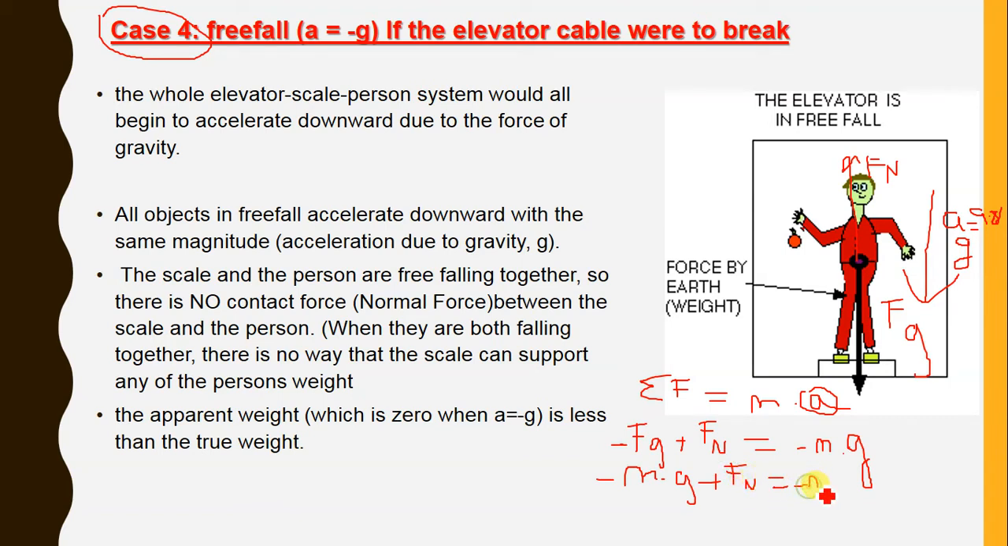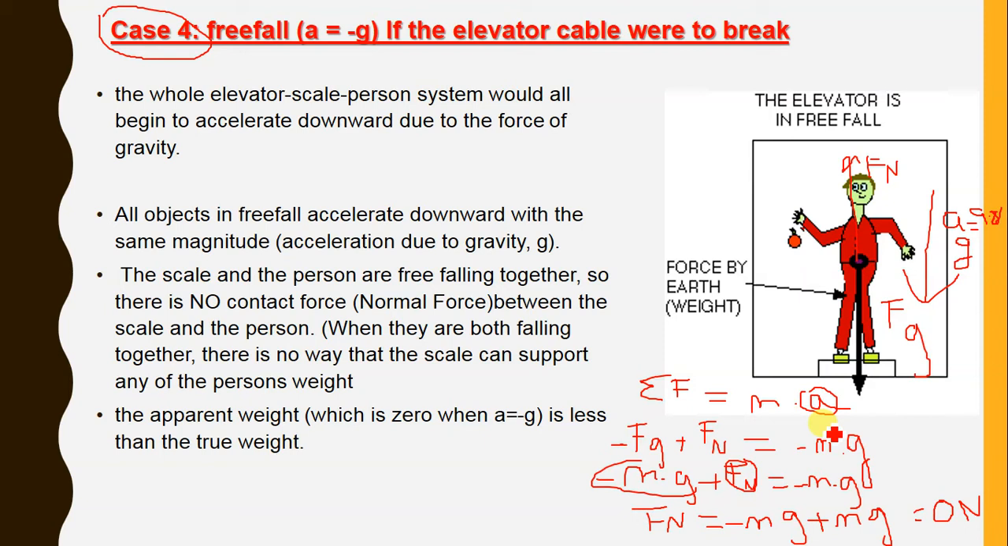equals negative mg, right? What do we care about? Fn, it is our reading. So Fn is negative mg, you keep it, and you bring this to the other side, so it becomes plus mg. So see, girls, negative mg plus mg, same quantities, so it's what? 0 Newton. So in this case you are going to feel that you have no weight. You are going to read on the scale 0 Newton.